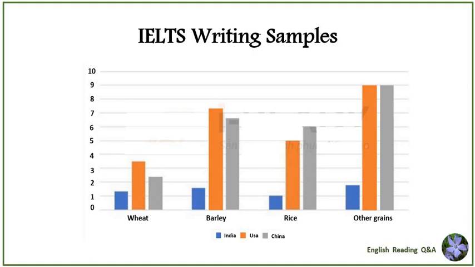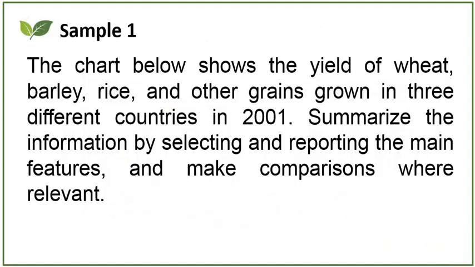IELTS writing samples. The chart below shows the yield of wheat, barley, rice, and other grains grown in 3 different countries in 2001. Summarize the information by selecting and reporting the main features and make comparisons where relevant.